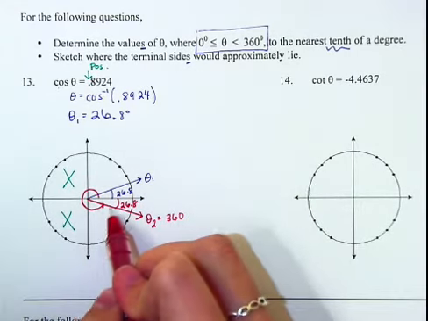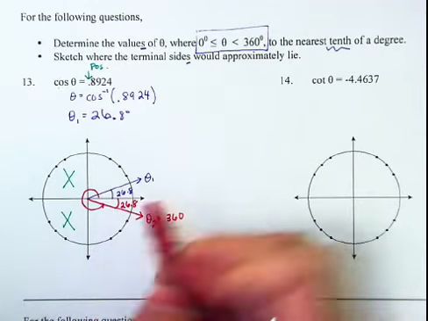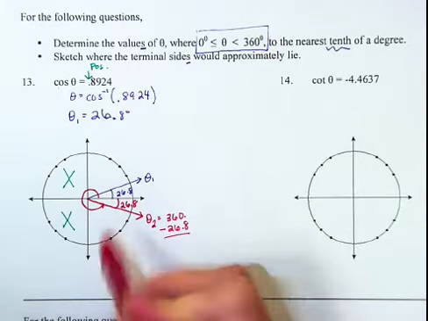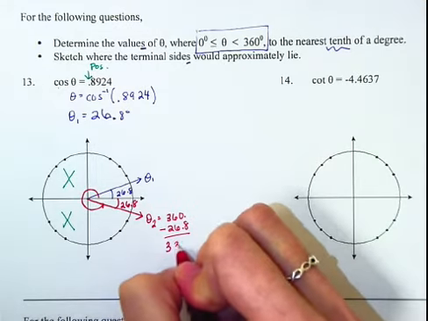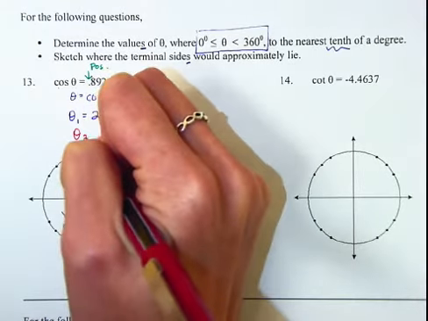So if I went all the way to 360, I went too far. I need to go back by 26.8. And if I'm going back, I'm going to subtract. And 360 minus 26.8 gives me 333.2 degrees. That is my second theta.